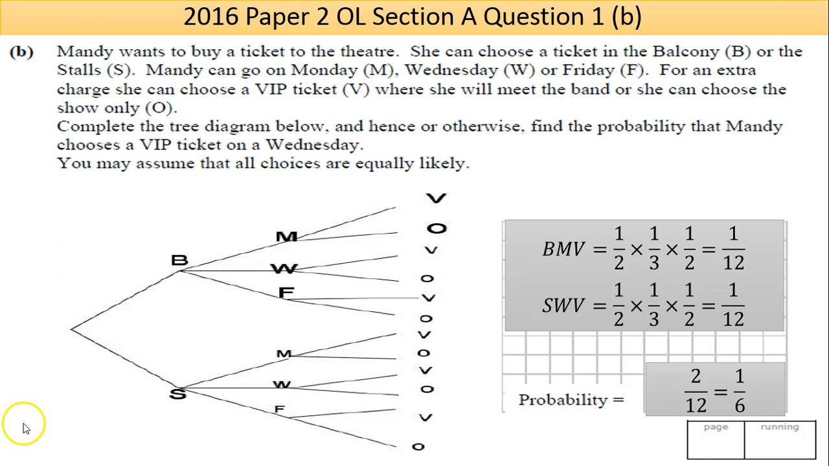Okay, what have I done wrong here? I'm going to pause for a second. Okay, I managed to confuse myself there for a second. I thought they were looking for the chance of her going on to a balcony on a weekday, whatever, to a VIP or ordinary, as opposed to the probability that Mandy chooses a VIP ticket on a Wednesday. They don't actually mention the balcony, so balcony is only one answer. So it's a 12th. She could have picked a stall, so there's still a 12th. Okay, so the 2 12ths is the answer.